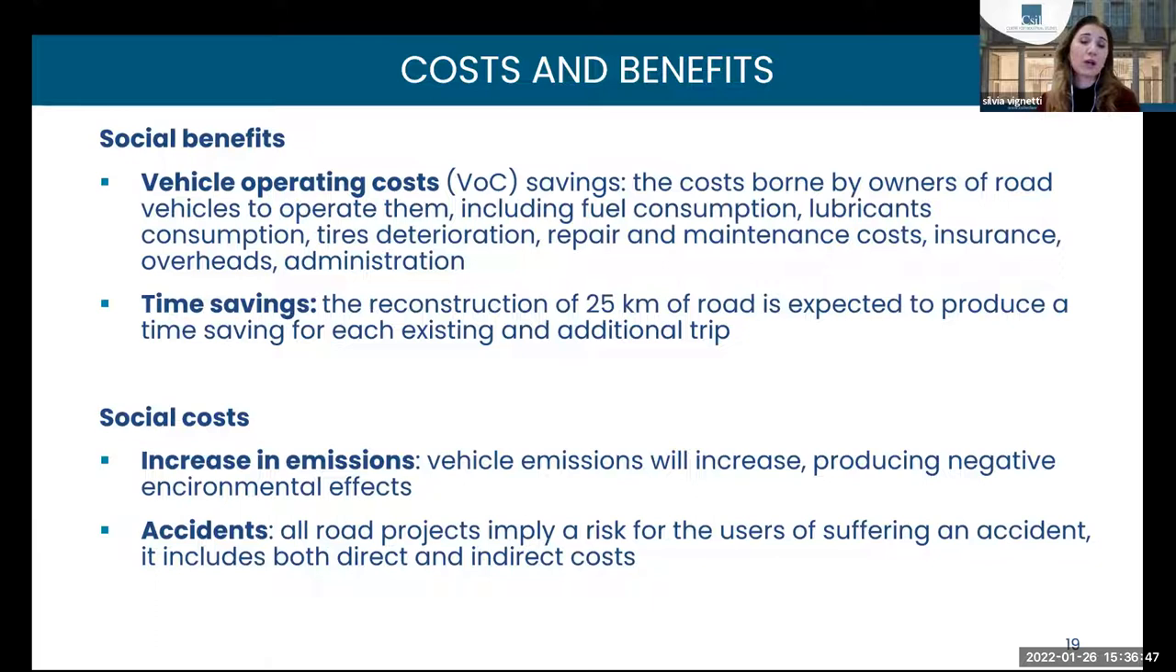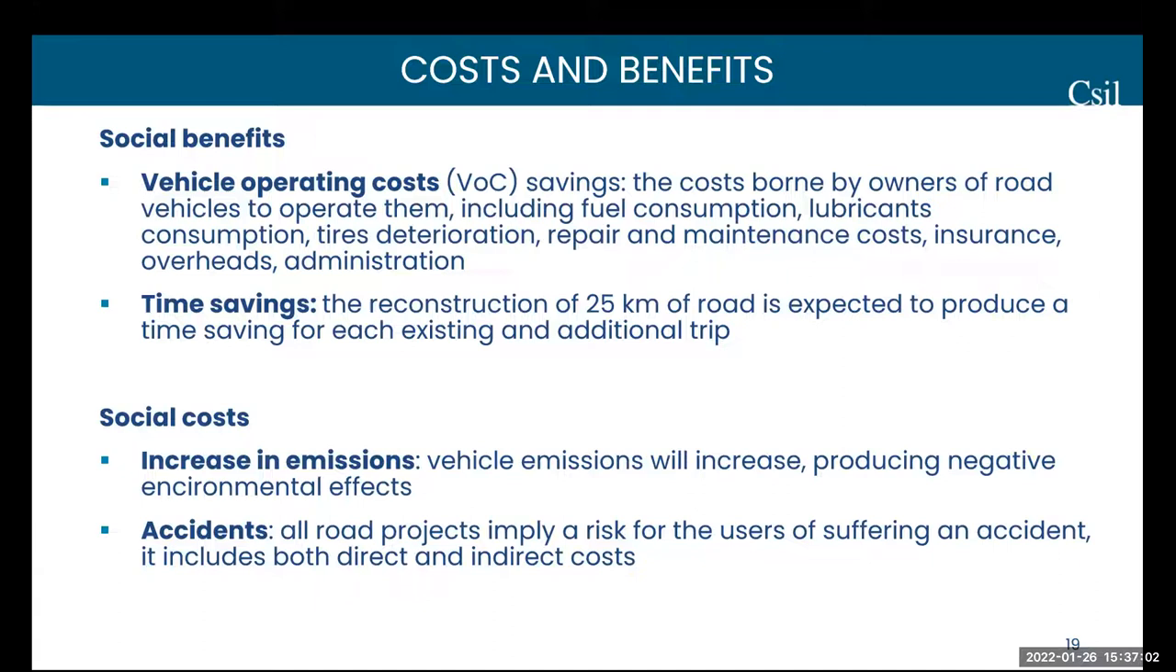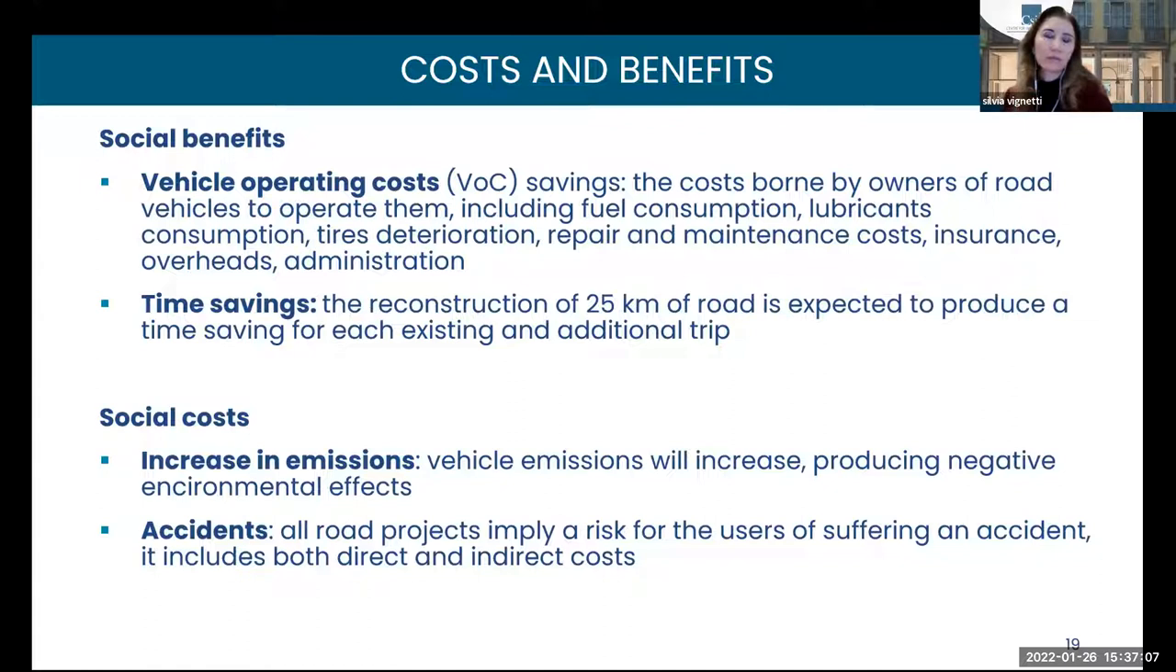You have also social costs, because when you improve a road, you generate traffic, so you have an increase in the emissions. And you have also additional accidents, because all road projects imply a risk for the users of suffering an accident, which includes both direct and indirect costs. Direct costs are the cost of rehabilitation and the cost that you need to suffer. Indirect costs are also the fact that you lose economic product because you don't go to work, of course, in the time that you recover from the accident.